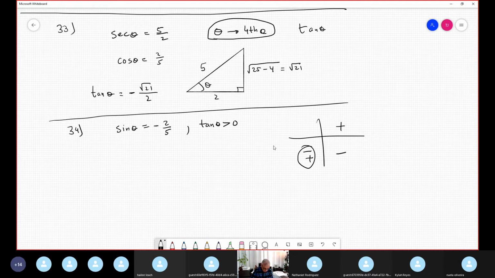Okay. The sine is negative. Tangent is positive. Third quadrant.